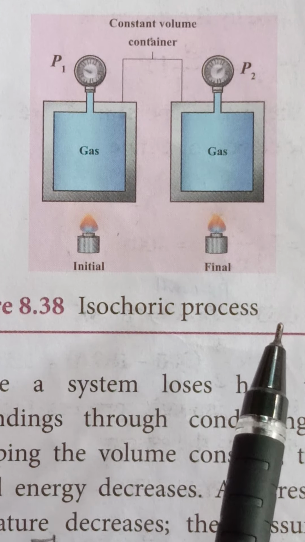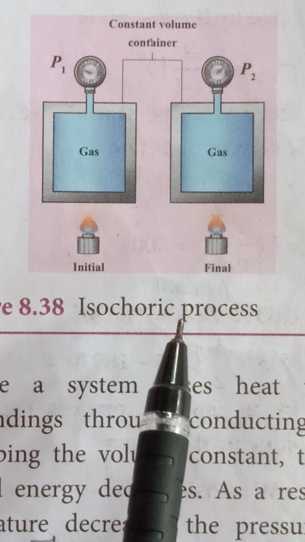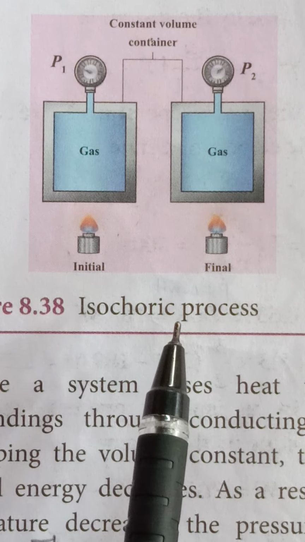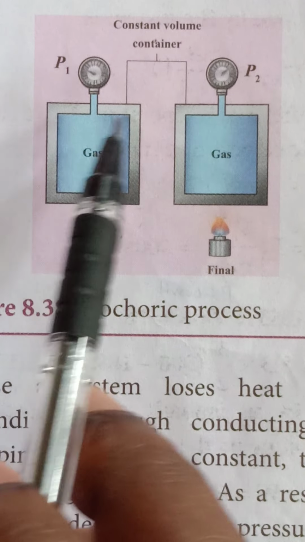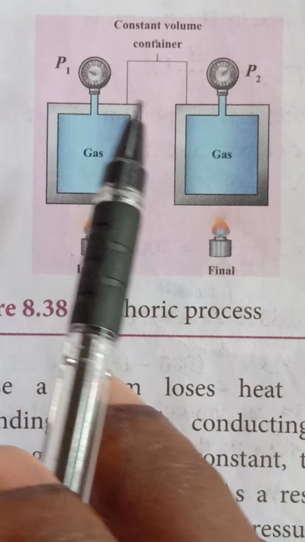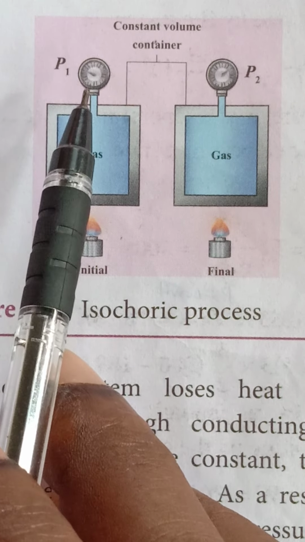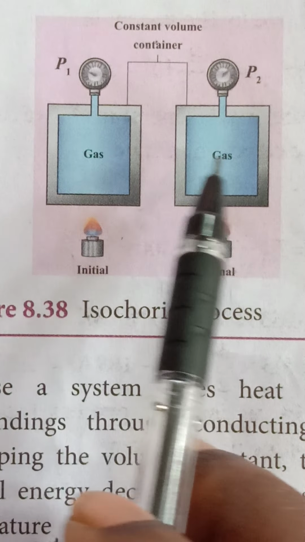Isochoric process. Isochoric process means volume is constant, and the other things, pressure, temperature, and the energy will change. Okay, let's see. So this is a gas container, attached with a pressure gauge. It is used to find the pressure of the gas inside it. So both the things we have attached here.